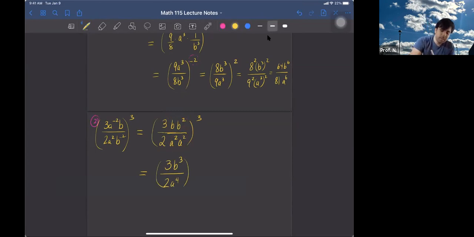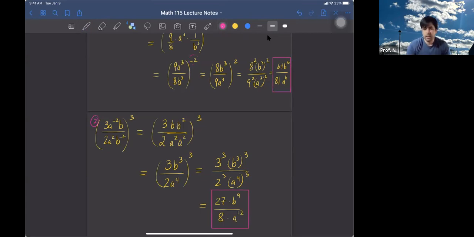And now this whole thing is being raised to the 3rd power. Take everything, cube it. B cubed, cubed. 2 cubed. A to the 4th cubed. What's 3 cubed? 27. What's b cubed cubed? B to the 9th. What's 2 cubed? 8. What's a to the 4th cubed? A to the 12th. Done. So far, I simplified those fractions. But of course, I'm not done yet.